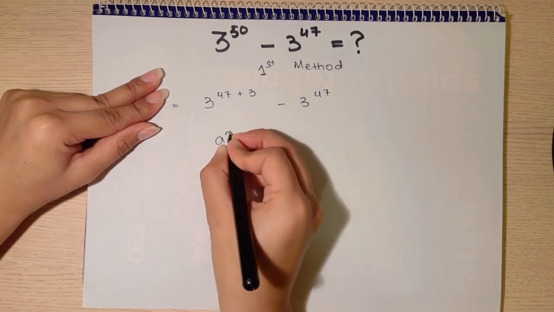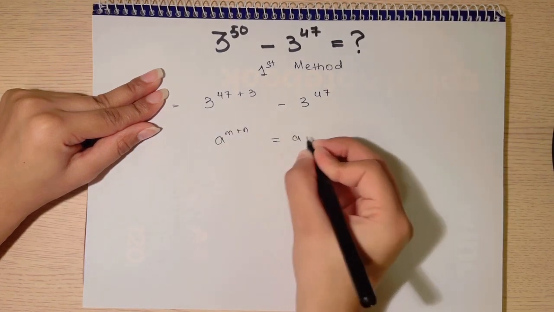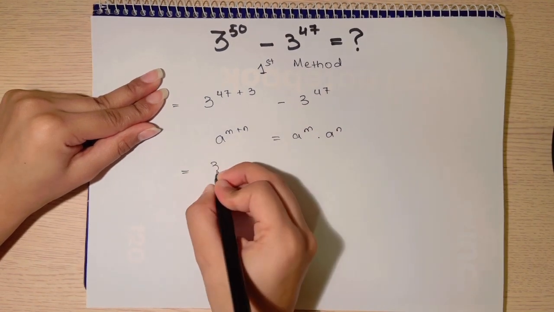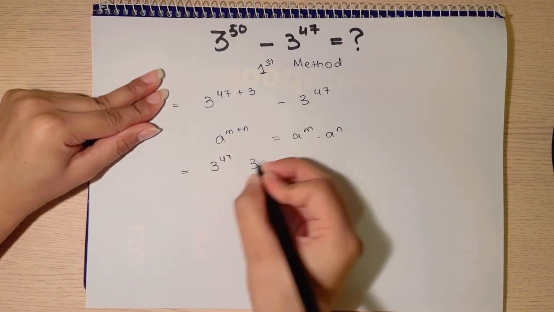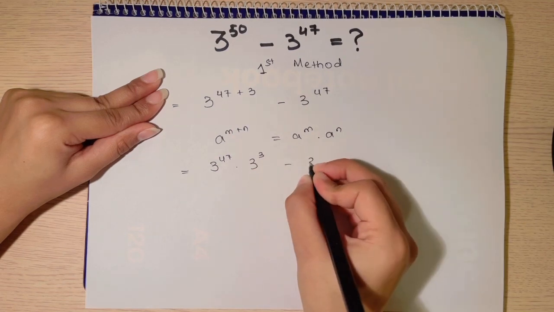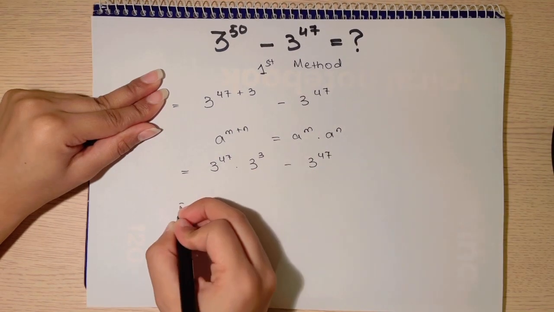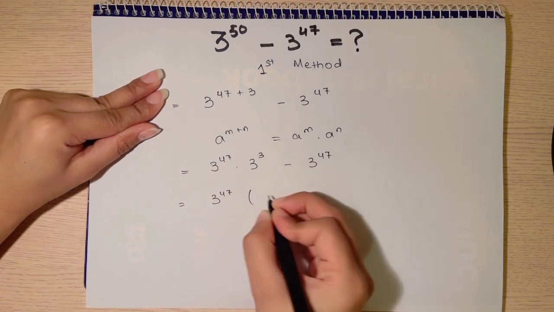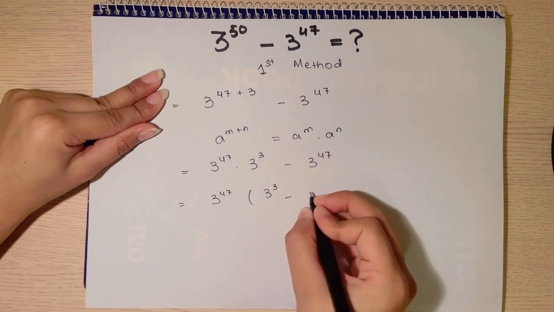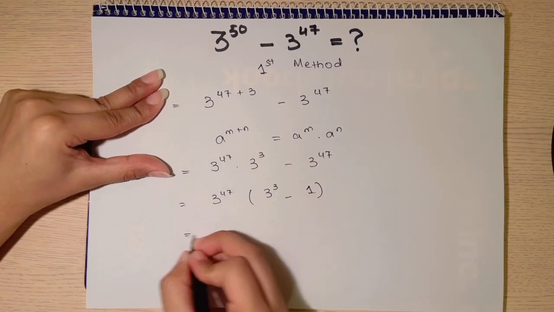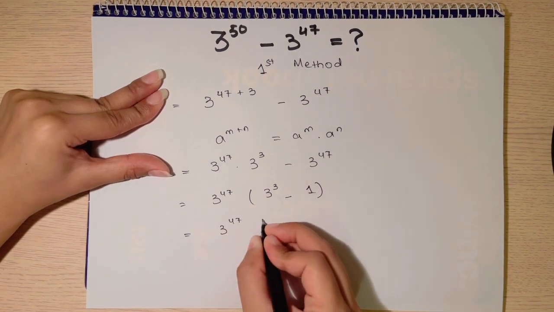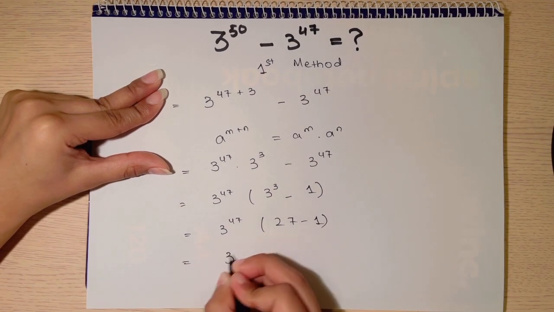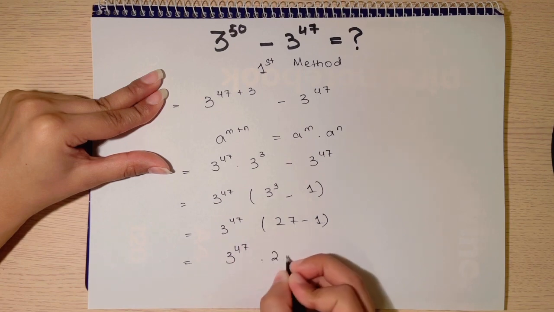Now, as per the exponential rule, a raised to power m plus n is equal to a raised to power m into a raised to power n. So we can write it as 3 raised to power 47 into 3 raised to power 3, minus 3 raised to power 47. Here we can take 3 raised to power 47 as common and write it as 3 raised to power 47 into 3 raised to power 3 minus 1. So we have 3 raised to power 47, 3 raised to power 3 is 27, 27 minus 1. So the solution is 3 raised to power 47 into 26.